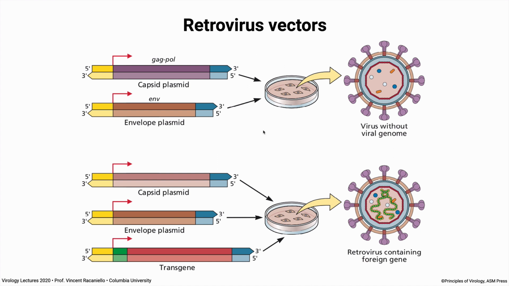So the way you would make these vectors is you would take your capsid plasmid with gag-pol and your envelope plasmid, you put them in cells and out come viruses without genomes, empty. If you want to put a genome in, which of course is what you want to do, you include a transgene plasmid made as we just showed before, and this gives you a retrovirus containing a foreign gene.